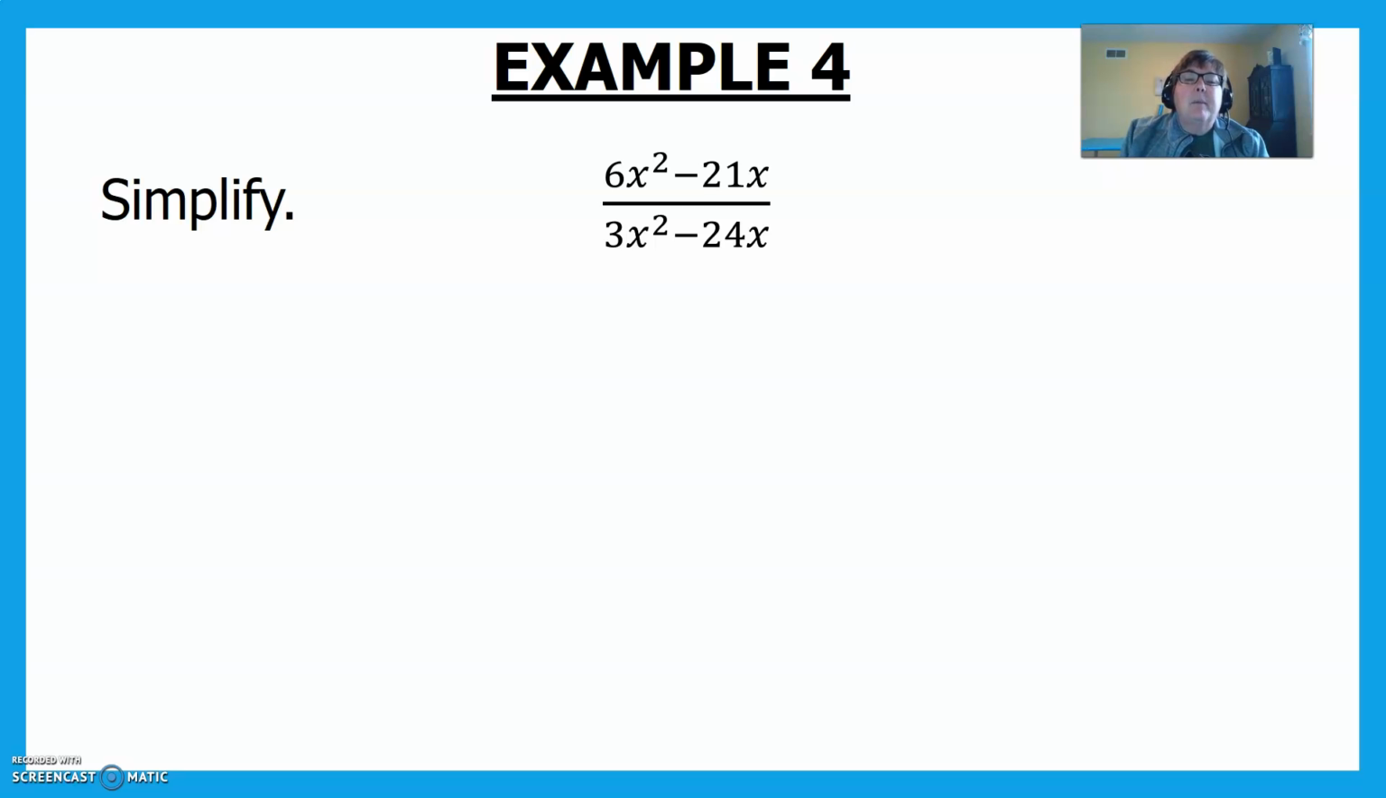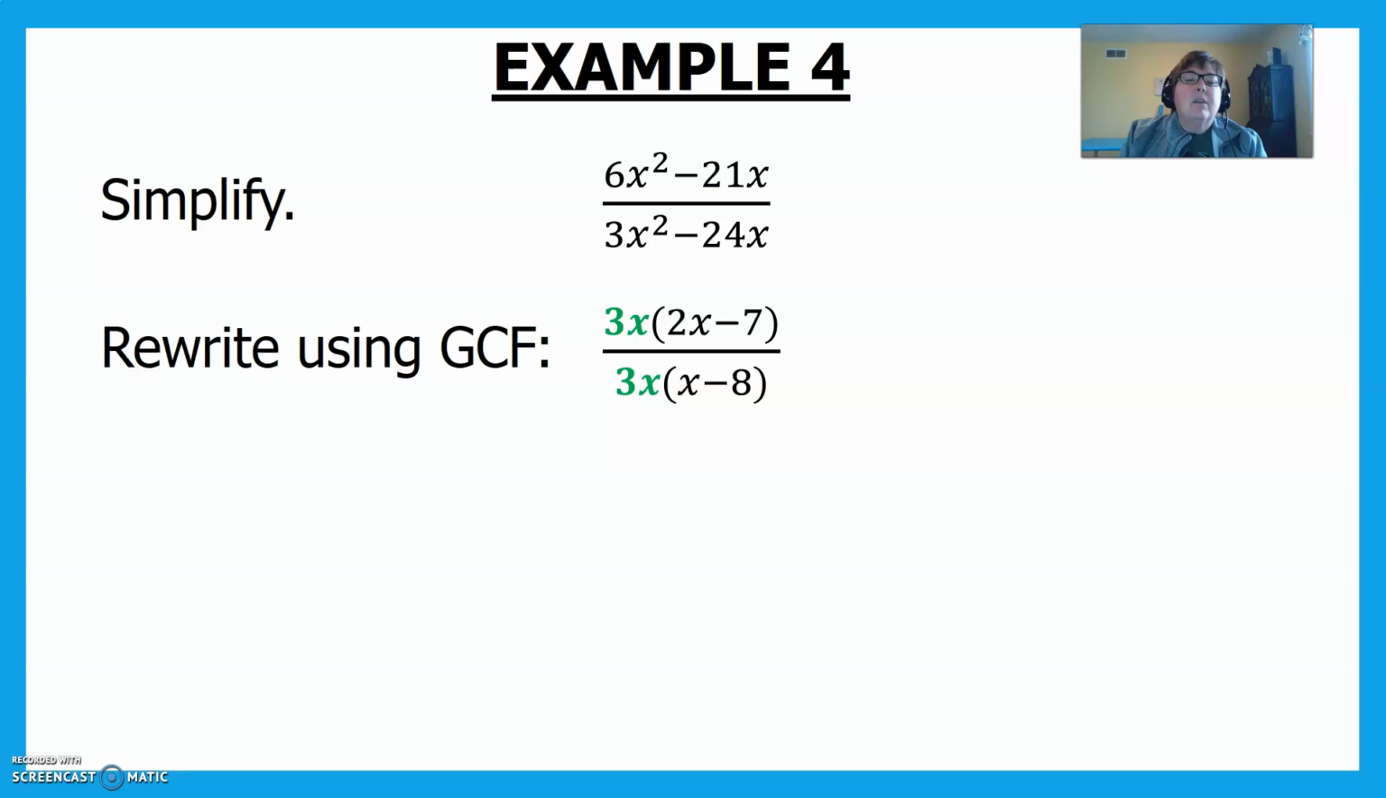And then I look at the bottom and say, okay, does 3x squared and negative 24x have anything in common? Well, they both have an x. And then I look at the 3 and 24 and say, do they have anything in common? And 3 goes into both of those. So I rewrite it using the GCF. It happens to be 3x on top and 3x on bottom. So I factor that out.